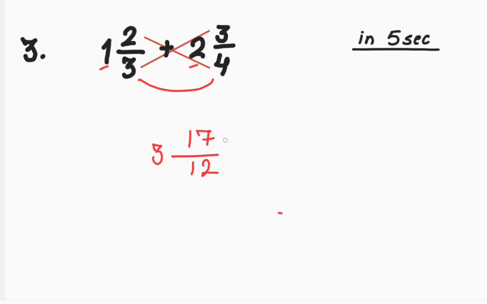The problem is, in some cases we get a numerator larger than the denominator. Don't leave it here. Simply subtract the denominator from the numerator. Write the same denominator and to this integer value add 1. That makes it 4. This will become 4, 5 by 12.